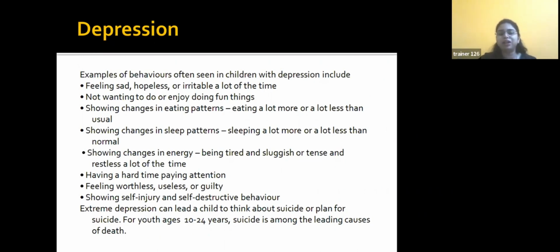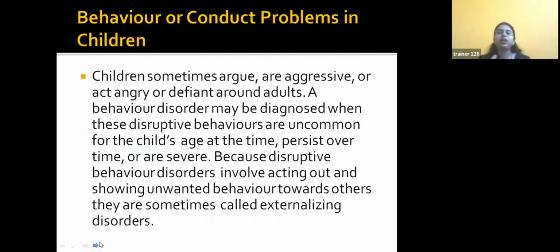Extreme depression can lead a child to think about suicide or plan for suicide, right? For youth ages 10 to 24 years, suicide is among the leading causes of death. Behavior or conduct problems, again, are one of the major issues in children. Children sometimes argue, definitely, whatever we tell, they do not accept it at face value, right? They are aggressive or they act angry, they are defiant also, they behave rudely, but sometimes it is very common. However, when does it become a disorder? It depends on the child's age at the time, and whether it is persistent over time. They will never ever listen to you, and it is very severe.